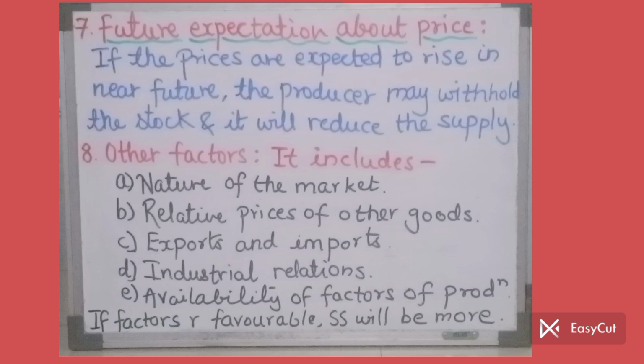Supposing exports and imports policies are in favor of a product, or industrial relations are good, availability of factors of production is good, then in that case, if these above factors are favorable, supply will be more and vice versa. If the factors are not in favor, then it will affect the supply and supply will be less. That's it for today. So today we learned determinants of supply.